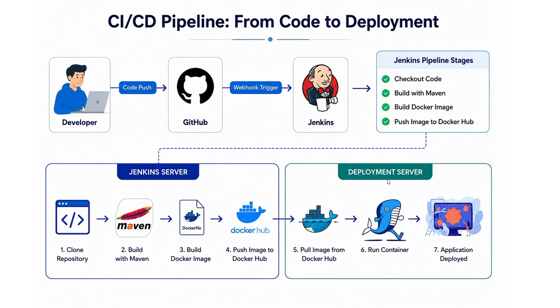Then for deployment, I'm creating a separate server for deployment only. In the deployment server, what I'm going to do is pull the Docker image from Docker Hub. I'm pulling the latest image and running the Docker container from that, and our application is deployed successfully. This is how the series is going to be structured.